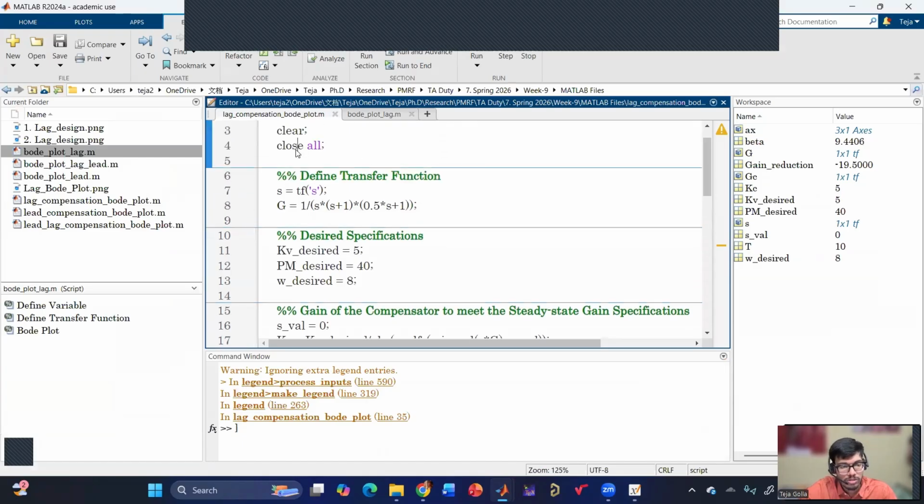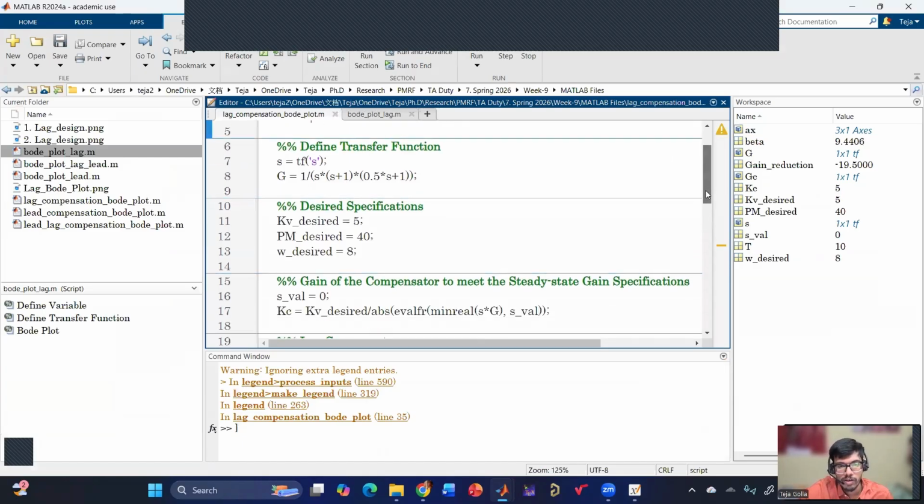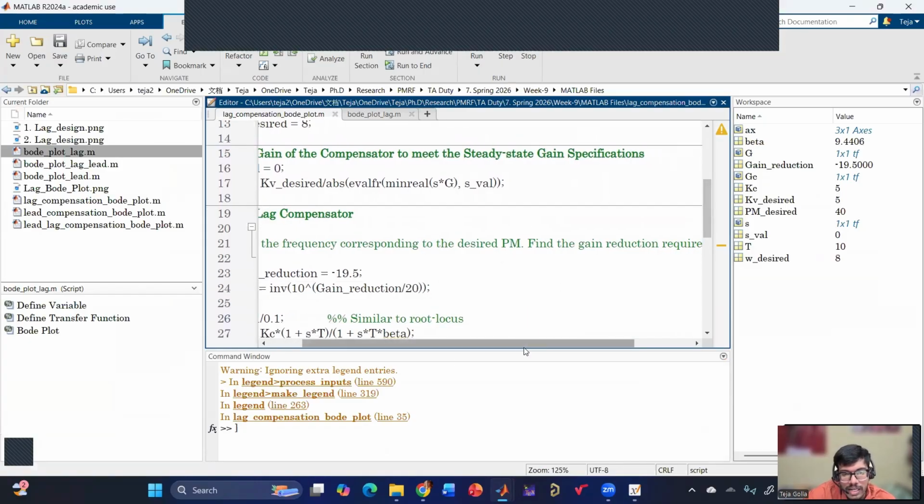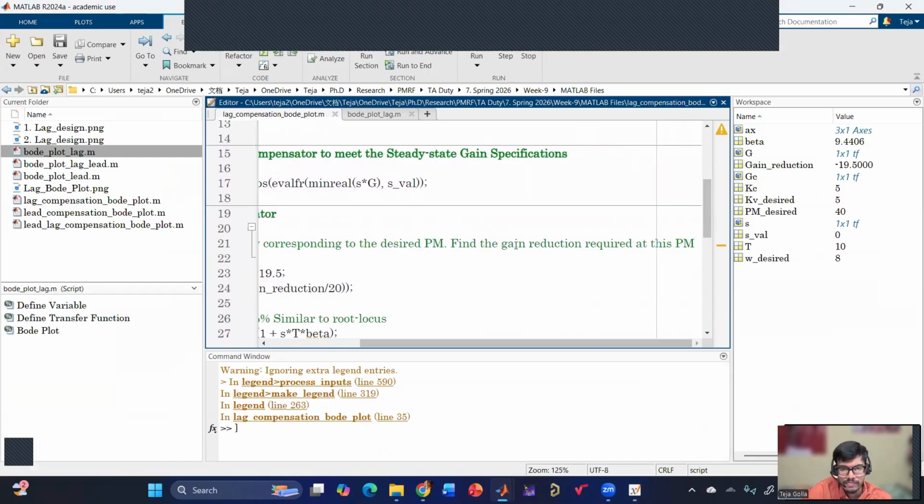I will not close out, so let us see if it will plot on the same. Okay, so this is the one I'm talking about. Find the frequency corresponding to the desired phase margin, and then find the gain reduction required at this phase margin, whatever is that requirement at this frequency.